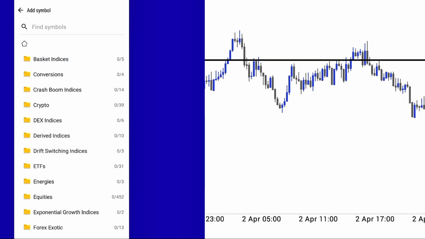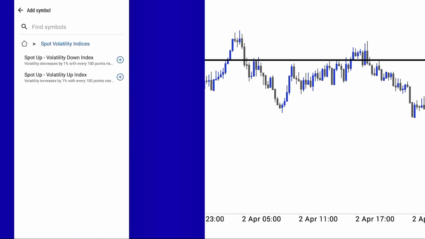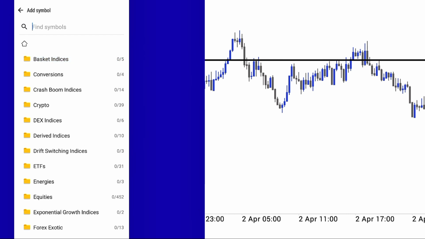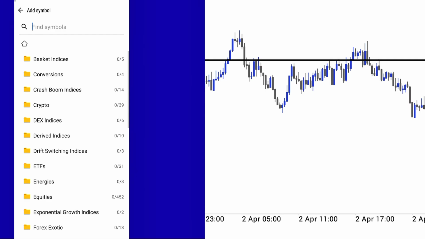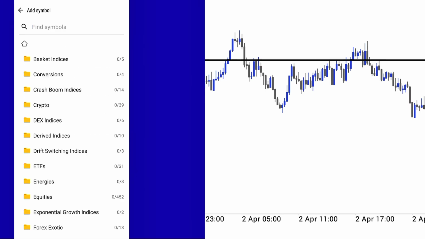I remember when we started, it was only jump, boom and crash, volatility indices, and a few others that we have. But right now, there are lots of Deriv synthetic indices. We have spots. You can see we have spots, spots of volatility down. There are lots of them. We have drift switching indices. Look at them here. We have basket indices, Euro basket, GBP basket, a lot of indices on this place.